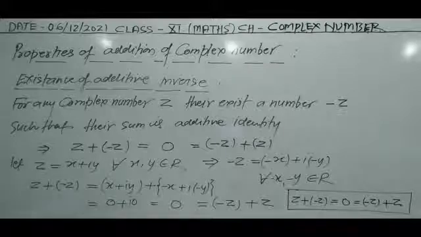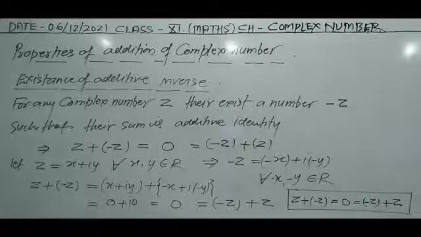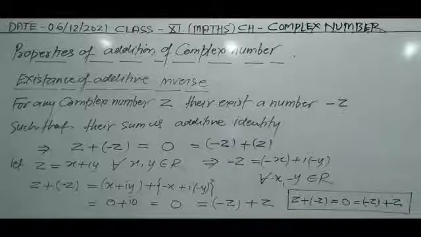Now these properties of addition of complex numbers are totally completed. In this topic, you have studied the commutative property, associative, existence of identity, meaning additive identity, and existence of additive inverse. Now this is totally completed.